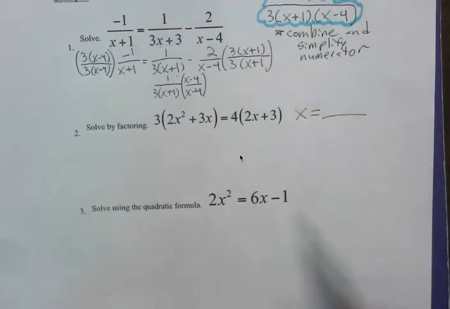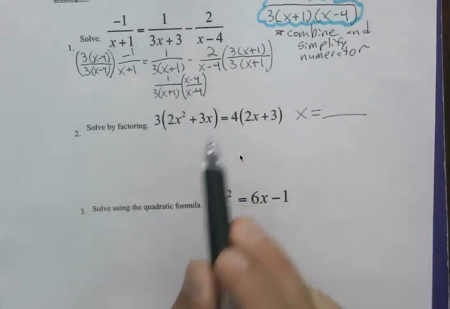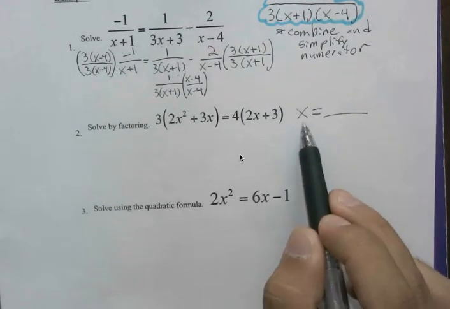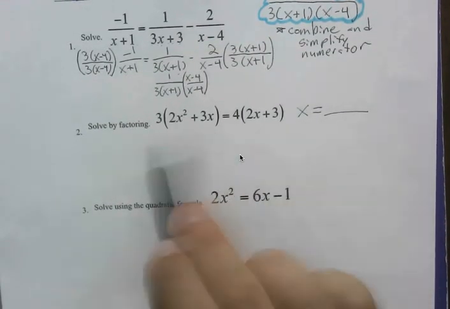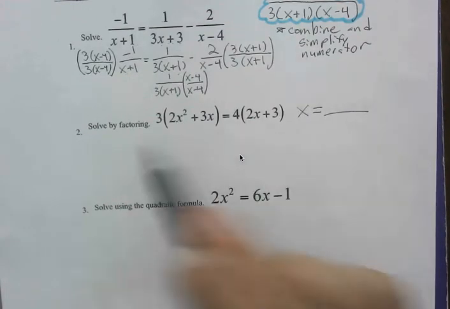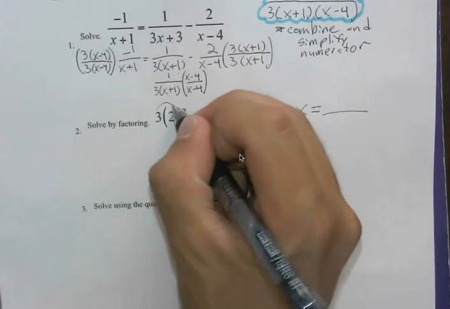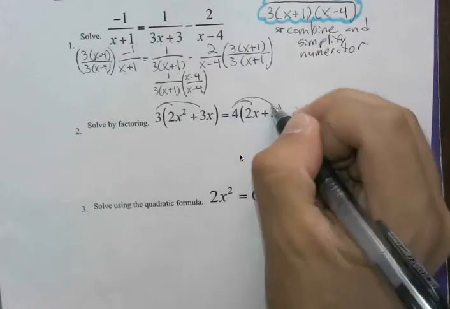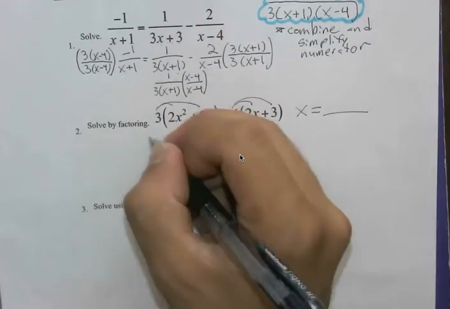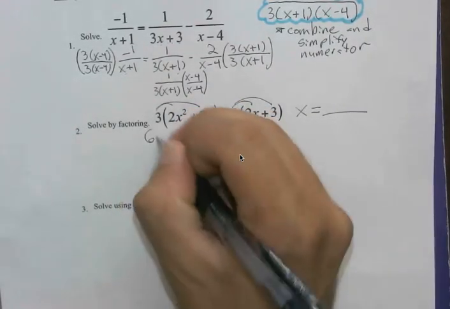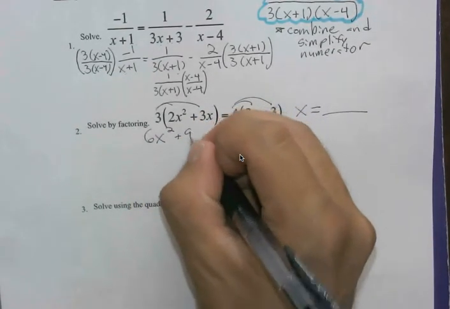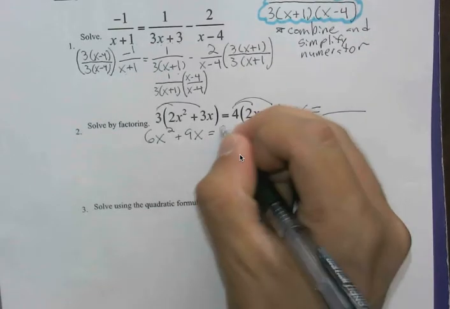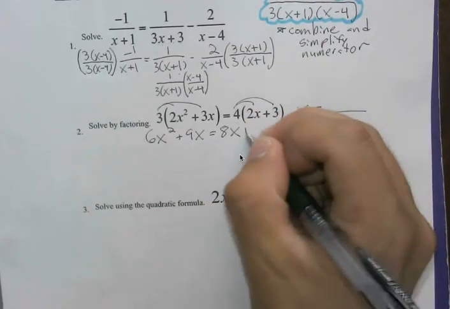So we see parentheses around all of this. We want to try and isolate x. We want to try and move all of our terms to one side. Since we have parentheses, your impulse should be to distribute accordingly. To simplify this, if we take this further, 3 times 2 gets us 6. X squared is along for the ride. 3 times 3x is 9x. This equals 8x, and then plus 12.